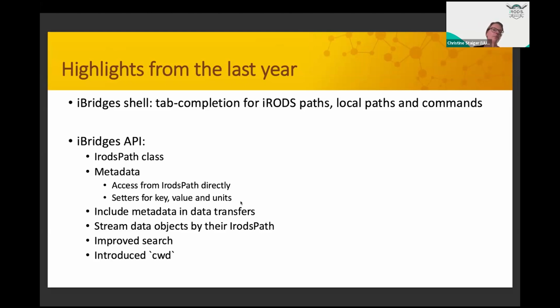And to make it easier to work with metadata, we made setters for key, value, and units. We also include the metadata in our data transfer, so you can upload, download, and synchronize right now collections and data objects with metadata. And something that some of our data managers really like a lot, you can stream data objects right now by the iRODS path. We improved a little bit on the search, and we introduced the notion of a current working directory. So from the iRODS path, you have anyways the home, which is set for you. But we extended that also with the current working directory, mainly for the API and the command line interface.